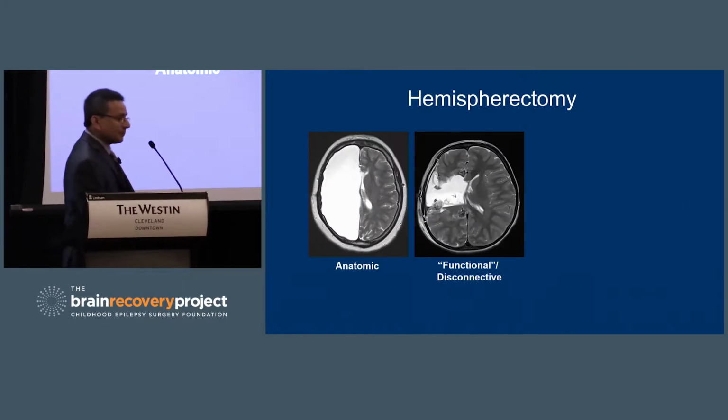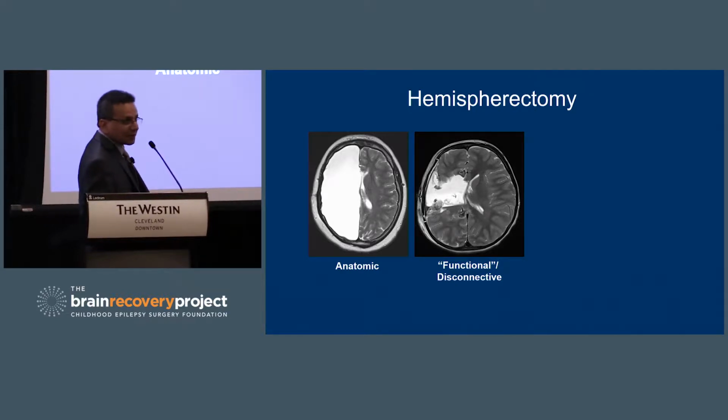Next slide, please. I understand that everybody here knows what hemispherectomy is. There are two broad categories of hemispherectomy. One is anatomic hemispherectomy, where you remove the whole hemisphere anatomically. And the second one is called a disconnective hemispherectomy. I do not like the term functional hemispherectomy because it doesn't leave any function there. It's kind of a misleading term for many families.